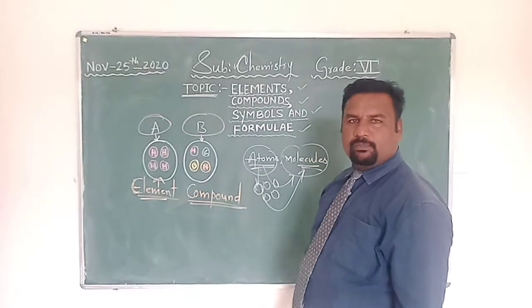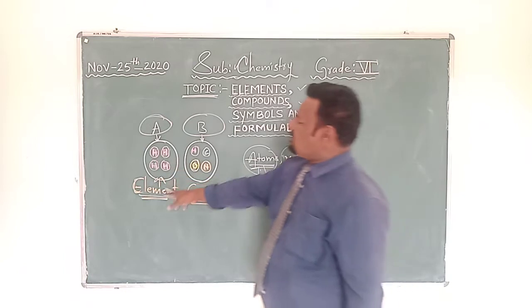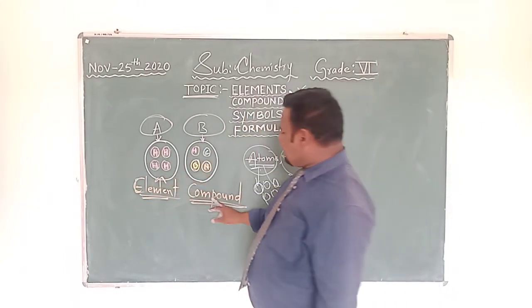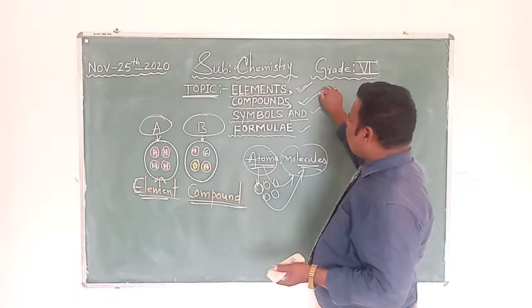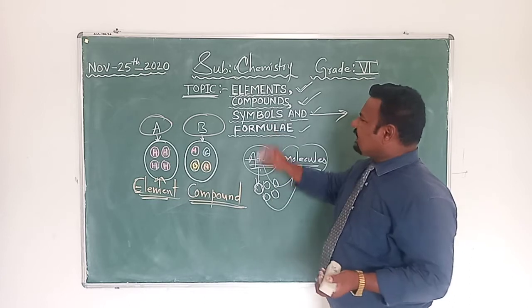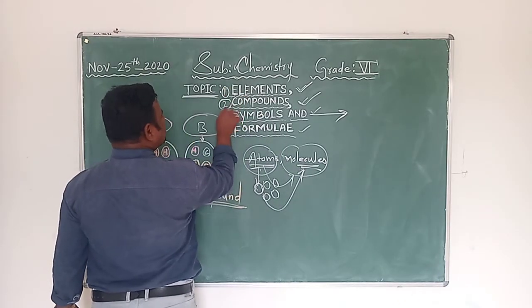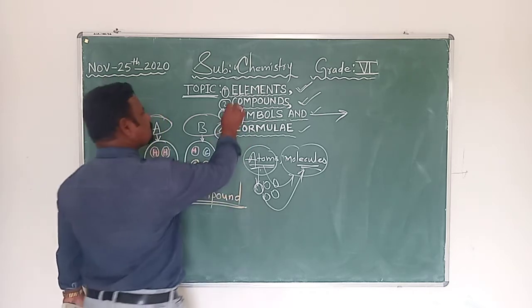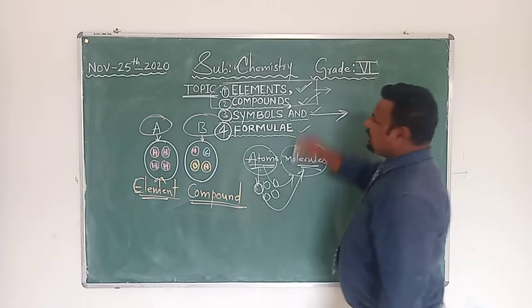Is it clear? I hope so. An element is a substance composed of identical atoms. A compound is a substance whose molecules are composed of two or more different atoms. So this is about element and compound. Now come down to number 3. Number 1 is element, number 2 compound, number 3 symbols, and 4 formulae. So these two we have done. I hope it's clear to you.